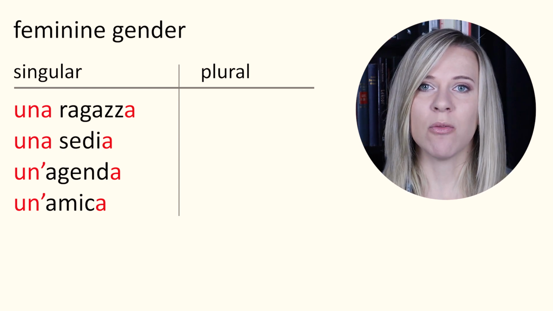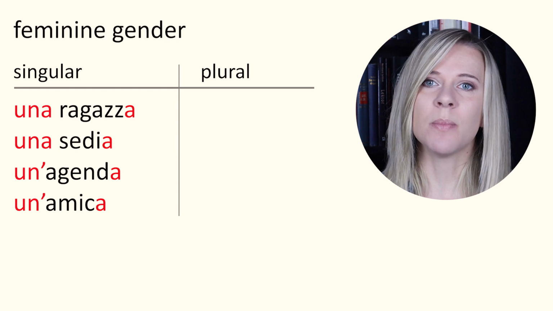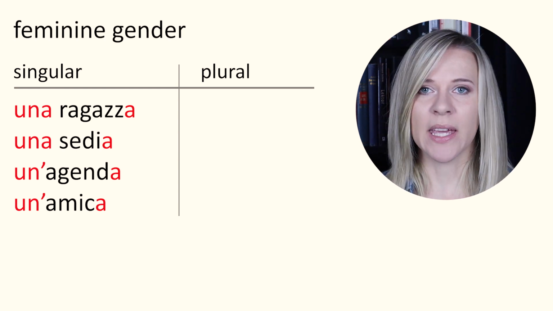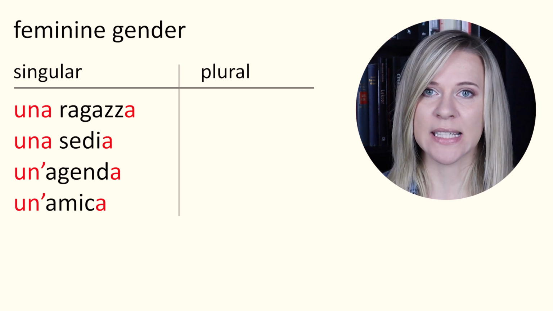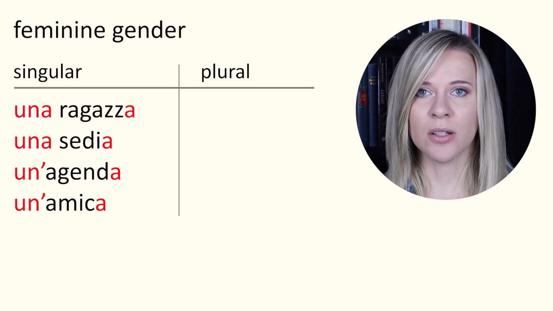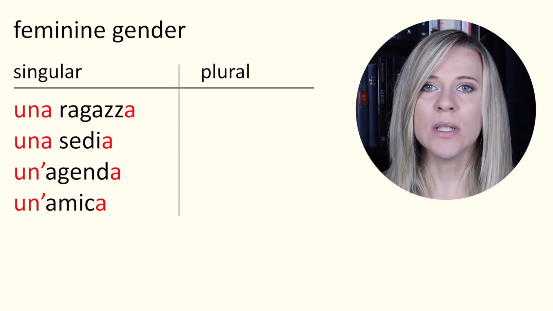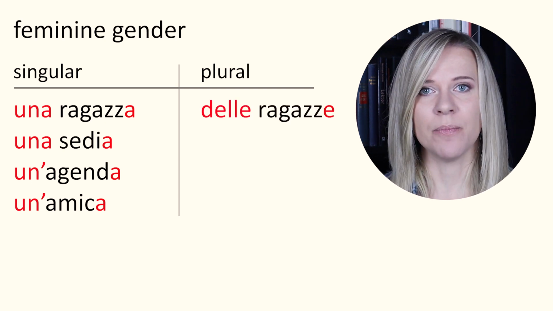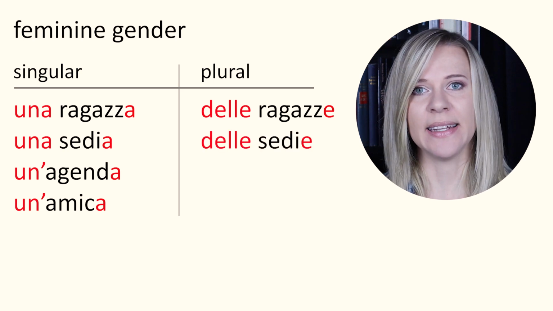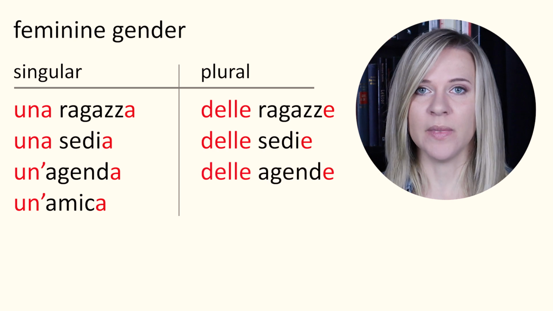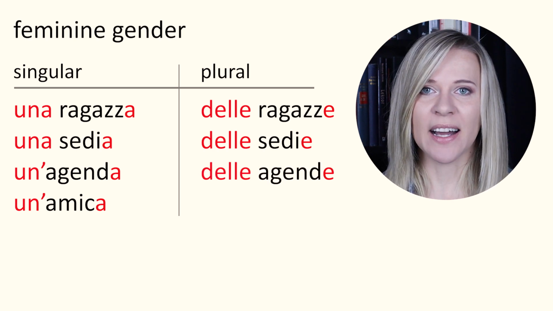In plural, you just have one possibility. Delle. So it doesn't matter if a word, a noun, begins with a vowel or with a consonant. Anyway, it gets the article delle. Una ragazza, delle ragazze. Una sedia, delle sedie. Un'agenda, delle agende. Un'amica, delle amiche. I've deliberately used the same examples for you to have a comparison. So if you want, you can watch the previous episode and compare definite and indefinite articles.